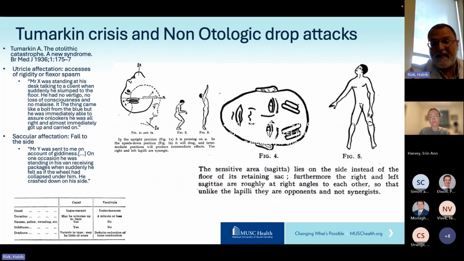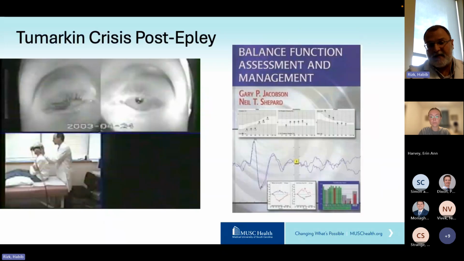So Mr. X was standing at his desk talking to a client when suddenly he slumped to the floor. He had no vertigo, no loss of consciousness, and no malaise. The thing came like a bolt from the blue, but he was immediately able to assure onlookers he was all right. A saccular drop attack, this guy was standing in his van receiving packages when suddenly he felt as if the wheel had collapsed under him. He crashed down on his side. These are patients who feel like they're being pulled or shoved to one side. They have what we call a lateral pulsion. Lateral pulsion can happen in certain brainstem strokes, but in the setting of Meniere's disease, it can also happen. It can also happen in the setting following an Epley maneuver.